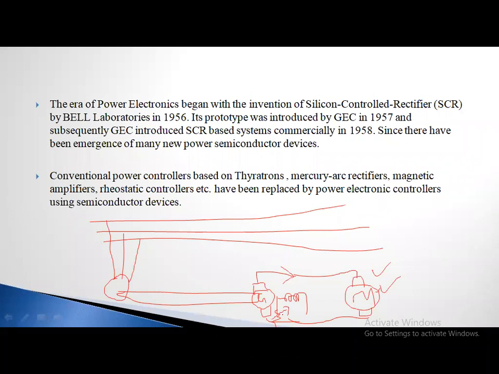By varying this variac or rheostat, if the resistance is varied, what happens? Current or voltage will also vary. So by varying this variac, automatically whatever voltage is generated from the DC generator will vary. Is it right or not? If this voltage varies, then automatically the speed of this DC motor is also controlled. So this is one method to control the speed of the DC motor.